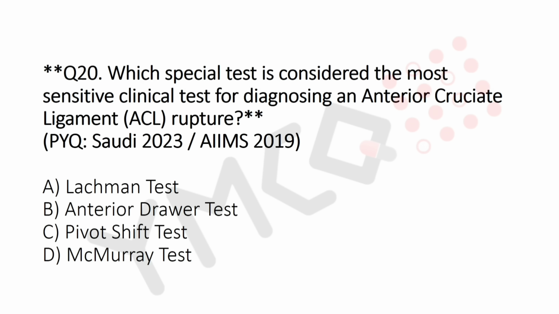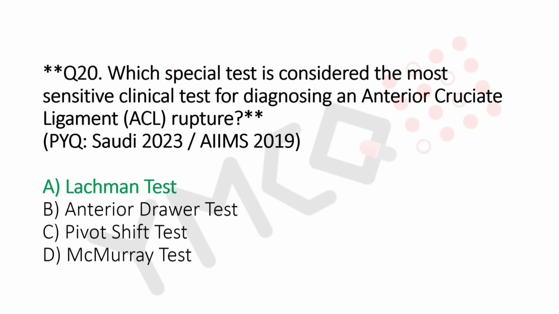Which special test is considered the most sensitive clinical test for diagnosing an anterior cruciate ligament, ACL, rupture? Option A, Lachman test. Option B, anterior drawer test. Option C, pivot shift test. Option D, McMurray test. And the answer is option A, Lachman test.